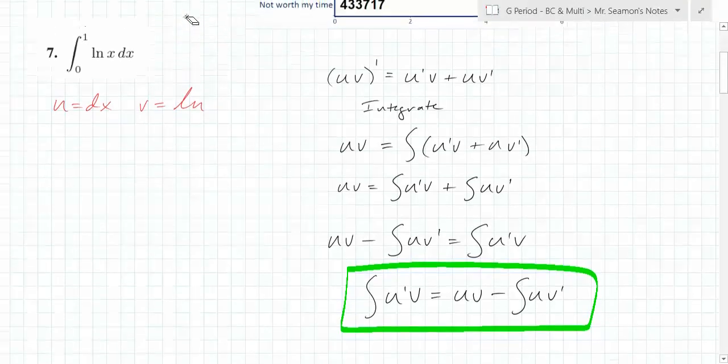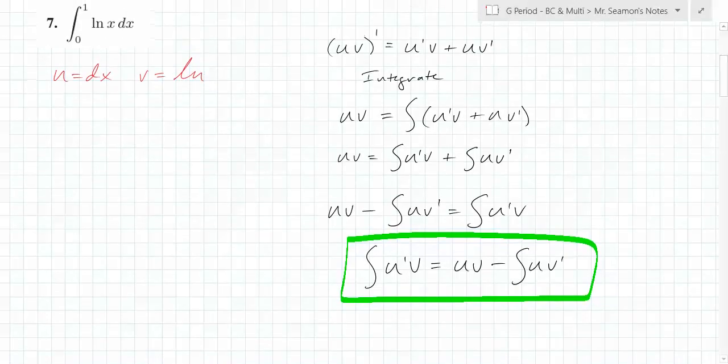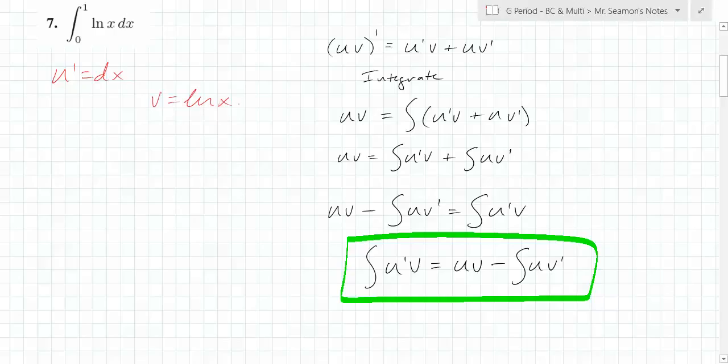Hold on. The order doesn't matter. Okay, so you notice something here. We're trying to build u prime and v. So what are we going to say u prime is? dx. And what is v going to be? ln x. So if that's ln x, what's v prime?